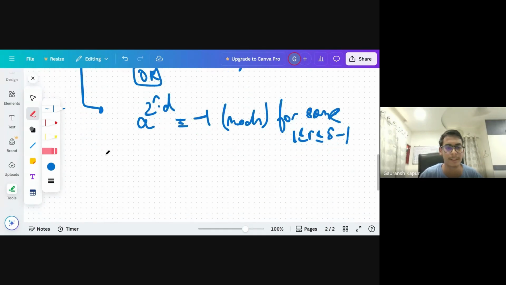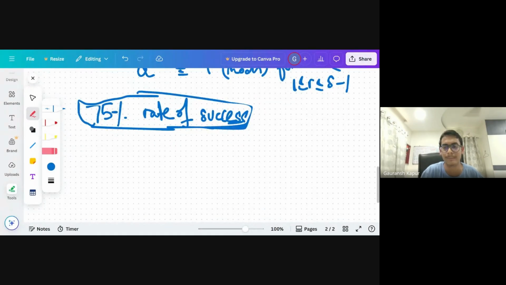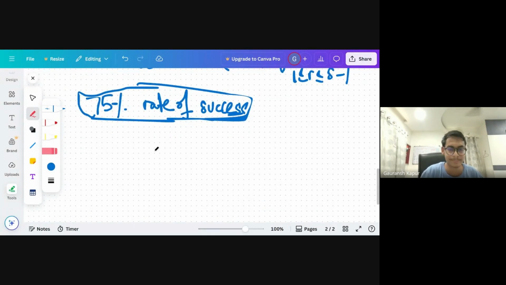And this test, in fact, has a 75% rate of success. There are some counterexamples: it can so happen that you pick a base a such that the test shows you that n is prime, but in fact n is not prime. But in general this test has a 75% rate of success, so it is much better than the Fermat primality test which we had.